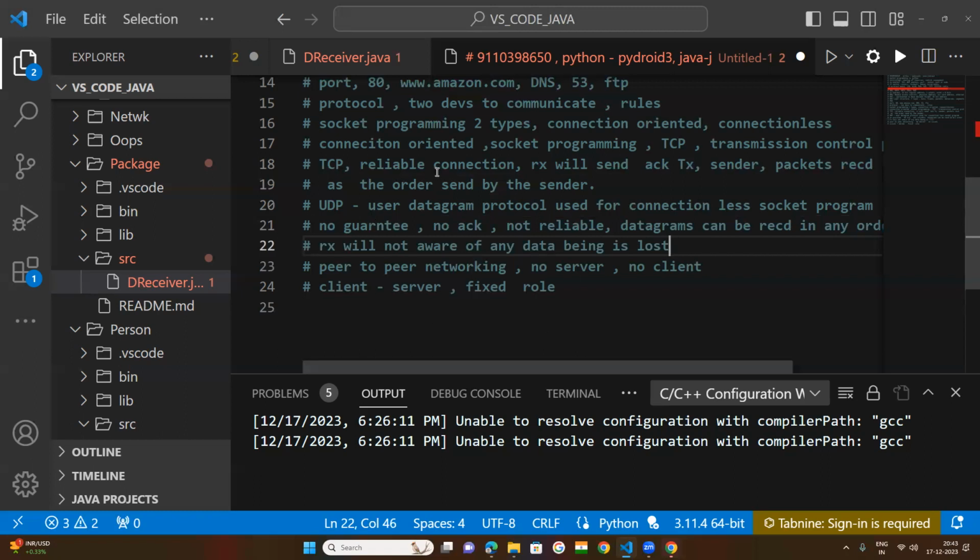A common example of TCP is your email. What is the example for UDP? UDP is mostly used for which service? I will explain that in the second period, no issue. For TCP, a simple example is email.